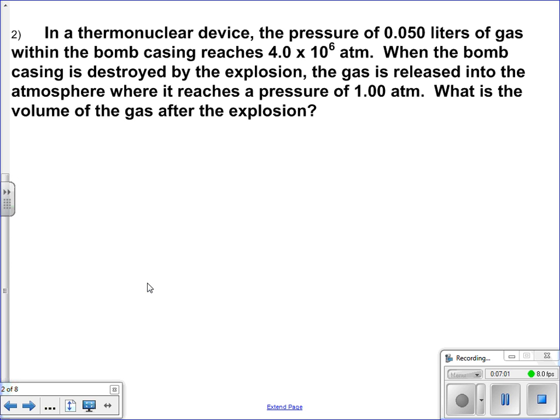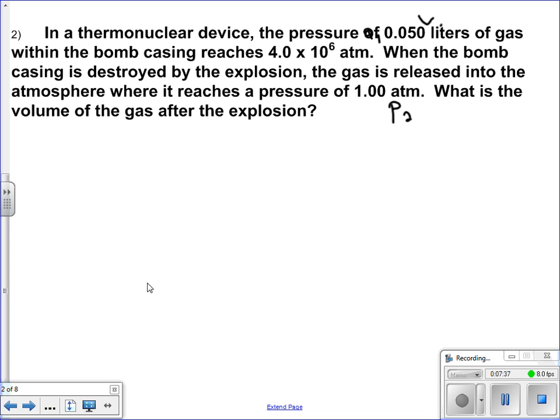In a thermonuclear device, the pressure of 0.050 liters of gas, so liters tells me volume, so I'm going to label that as V1, within the bomb casing reaches 4 times 10 to the 6 atmospheres. So I'm going to label that one as P1. When the bomb casing is destroyed by the explosion, the gas is released into the atmosphere where it reaches a pressure of 1 atmosphere. So that's a pressure, so that's P2. What is the volume of the gas after the explosion? So now we're solving for V2.